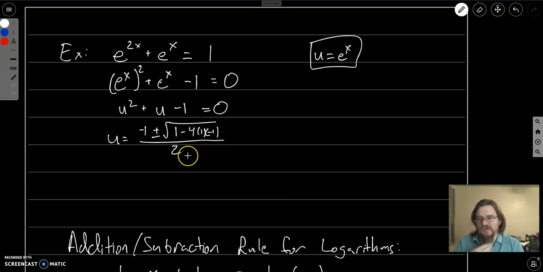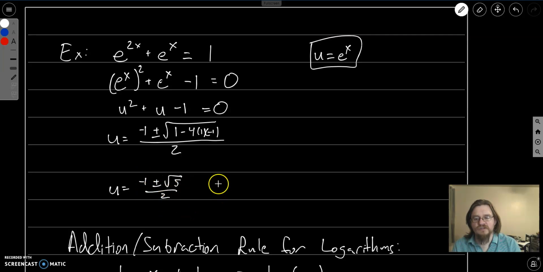And as we look at this, this doesn't simplify all that nicely. 1 minus, so this is 4 times 1 times negative 1. So this is going to be 1 plus 4. So negative 1 plus or minus the square root of 5 over 2. So we've got two solutions. We've got negative 1 plus the square root of 5 over 2 and negative 1 minus the square root of 5 over 2. And what I'm going to do is plug these into a calculator so that we can see exactly what these are.